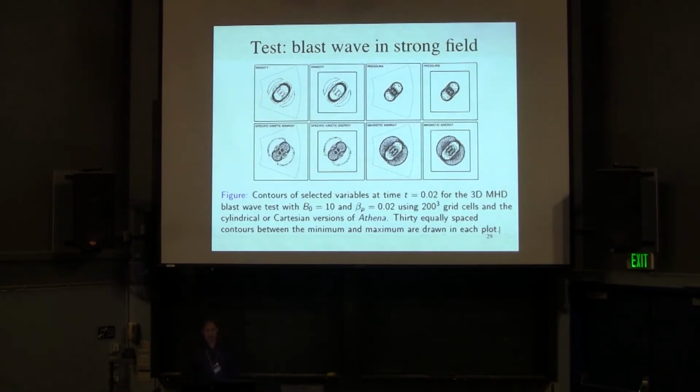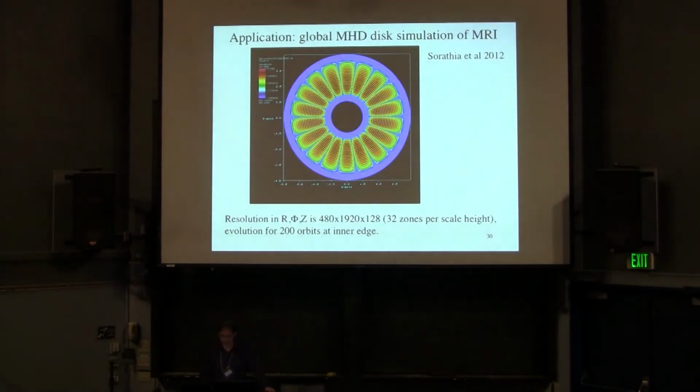You can do blast waves on a cylindrical grid compared to a blast wave on a Cartesian grid. Again, these are not analytic solutions, but they're just consistency checks that you get the same solution computed on a cylindrical grid as you do on a Cartesian grid, as you should, since the physics doesn't depend on the grid system you're using. And then finally, you can do actual applications.